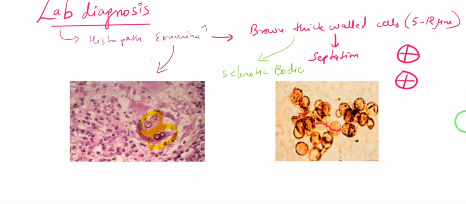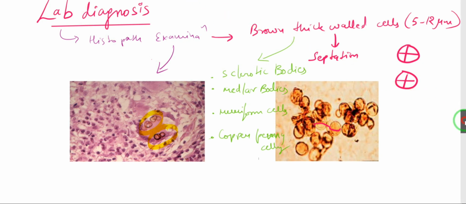They are known as sclerotic bodies, and not just sclerotic bodies, they have many names. They are also known as medlar bodies, muriform cells, and copper penny cells, because they sort of resemble a penny. Not the one which is in Big Bang Theory. Okay, so that was about the lab diagnosis.